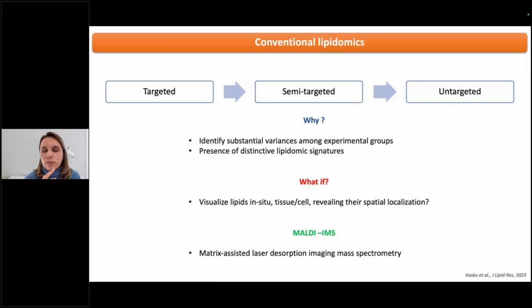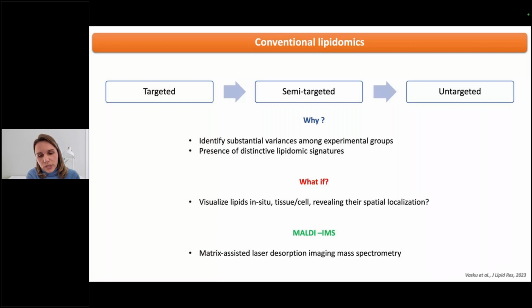For instance, if we perform untargeted lipidomics, at some point we don't really know what we are looking for, but we know that we want a lipidomic signature between the groups that we are comparing. And the question that I asked myself during my studies was, what if we could visualize lipids in situ, in their tissue or cell, revealing their spatial localization? And that can be done through imaging mass spectrometry, most specifically through MALDI, or matrix-assisted laser desorption.